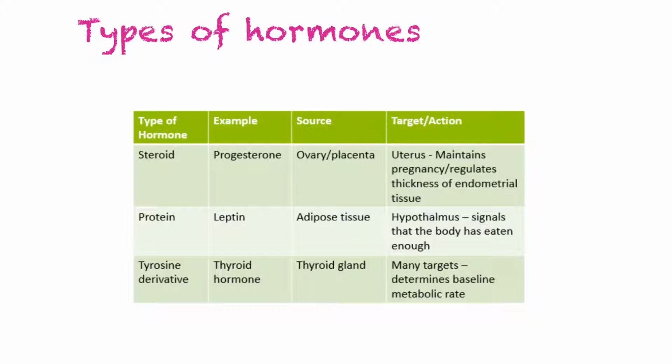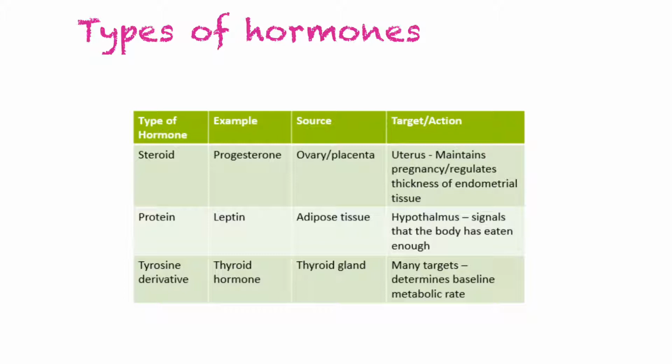Now, there are three different types of hormones. The first type are steroid hormones, so they are steroid derivatives. So an example would be progesterone, and the source would be the ovary or the placenta, and the target of the action is the uterus, and it maintains pregnancy or regulates the thickness of the endometrial tissue.